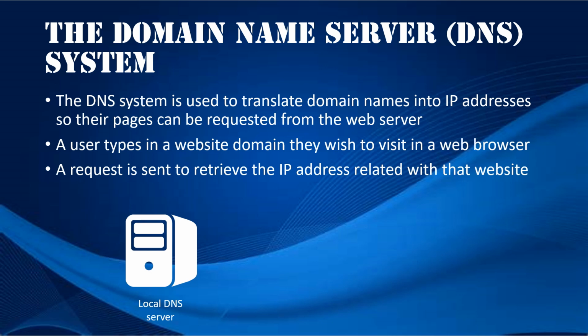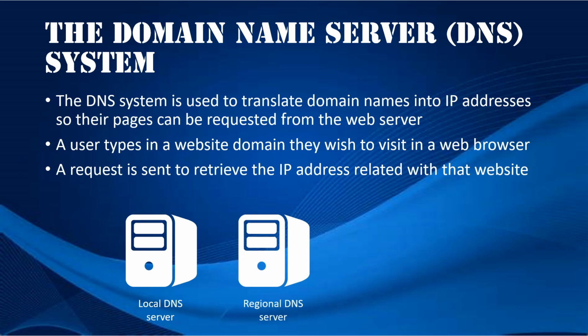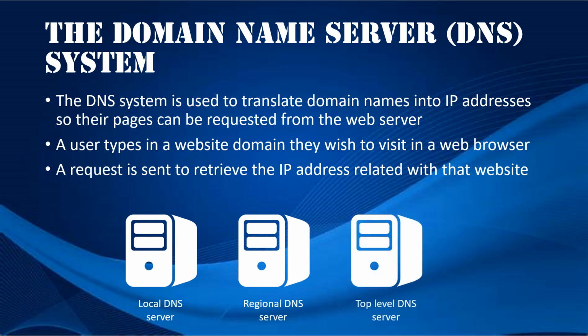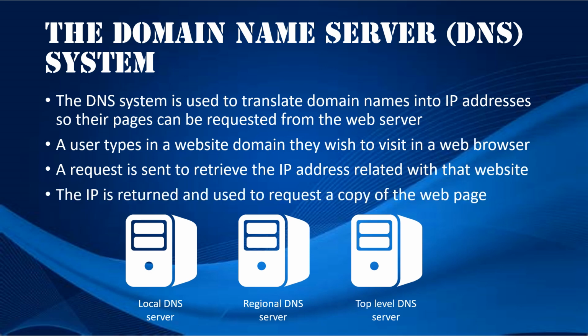Here, it will check again to see if there's an IP address for that particular site. If there's not, it will be passed along to a larger regional DNS server that has more websites and IP addresses. If it's not found here at this regional DNS, it will be moved on to a top-level DNS server where the IP address will be returned, or the user will receive an error 404 file not found. Once the IP is returned, it's used to request a copy of the web page from the web server.